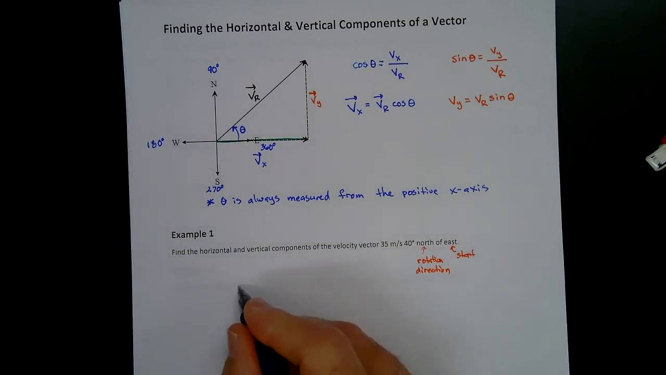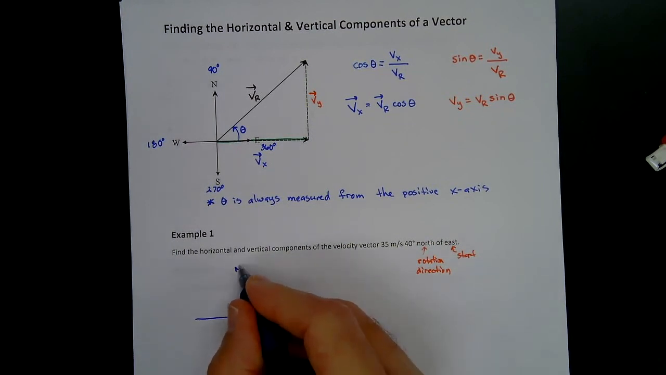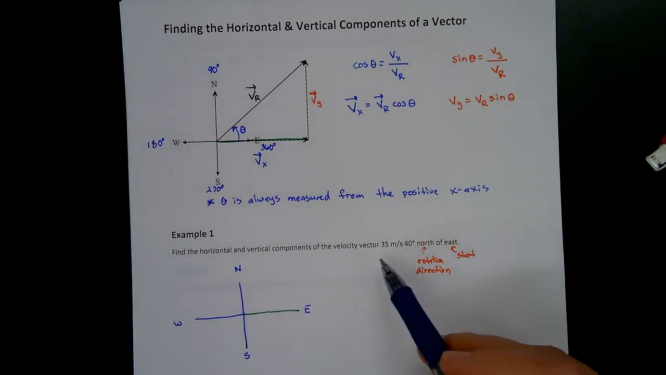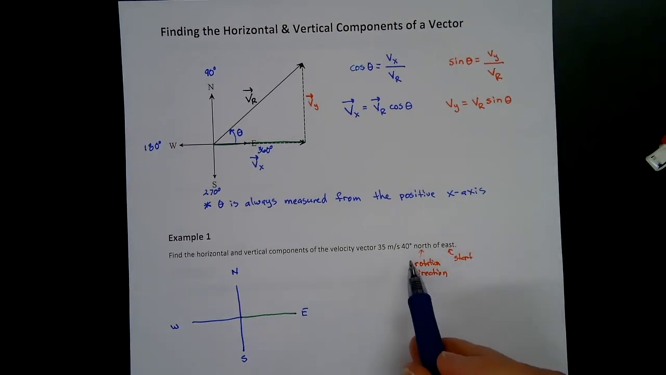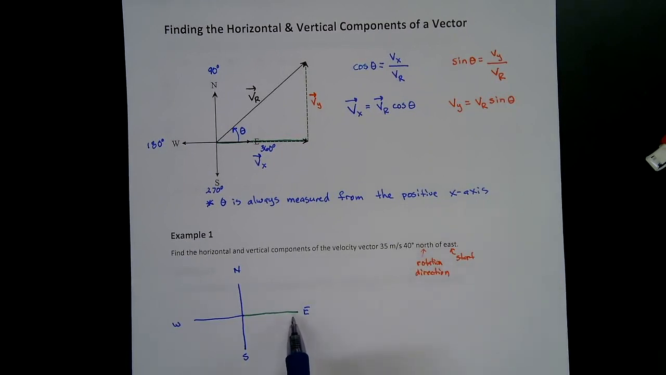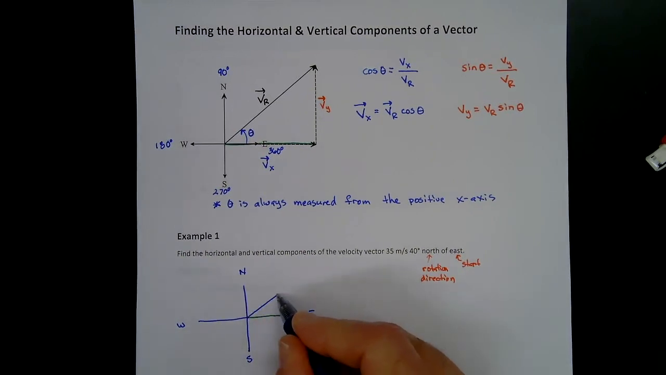Okay, so here we go. I wanted to draw my positive x-axis right here. So this is north, this is south, this is west, and this is east. We know the magnitude is 35 meters per second, and the rotation is 40 degrees north of east. So we start on east and rotate 40 degrees towards the north. That would put you up in here.